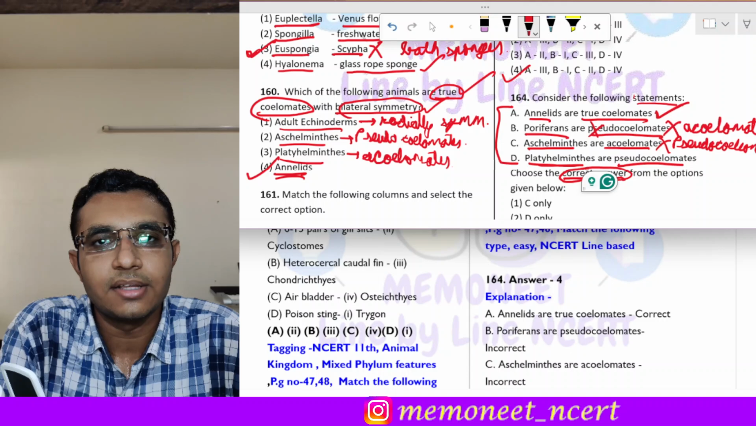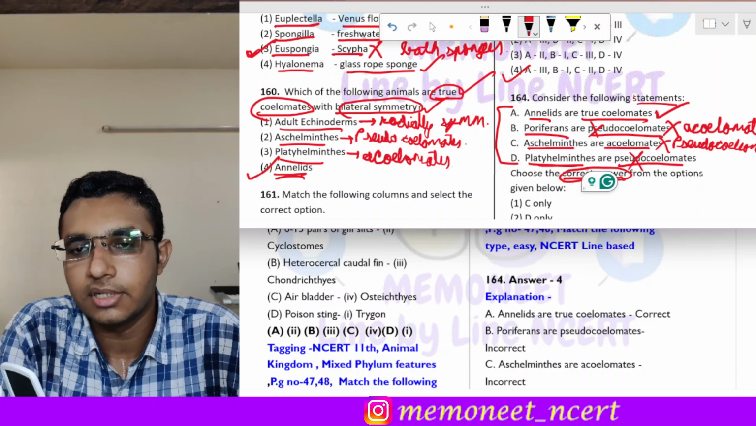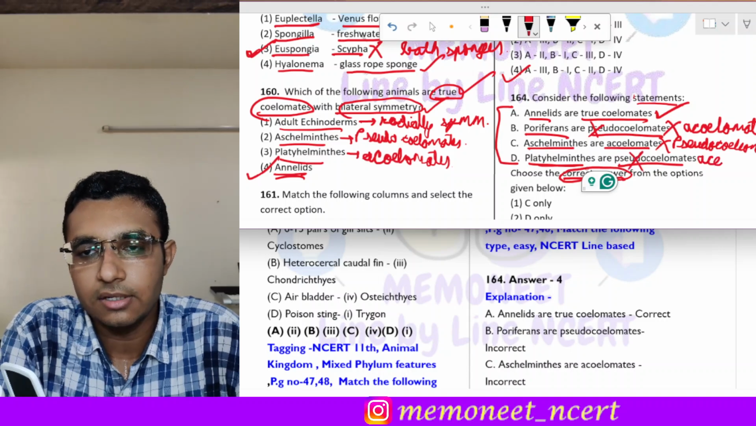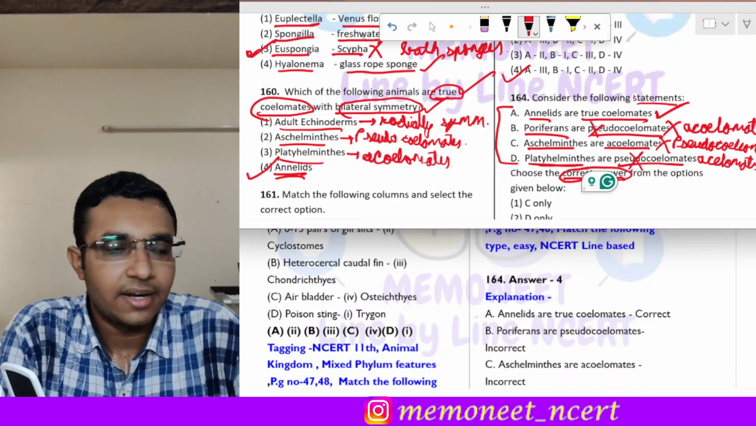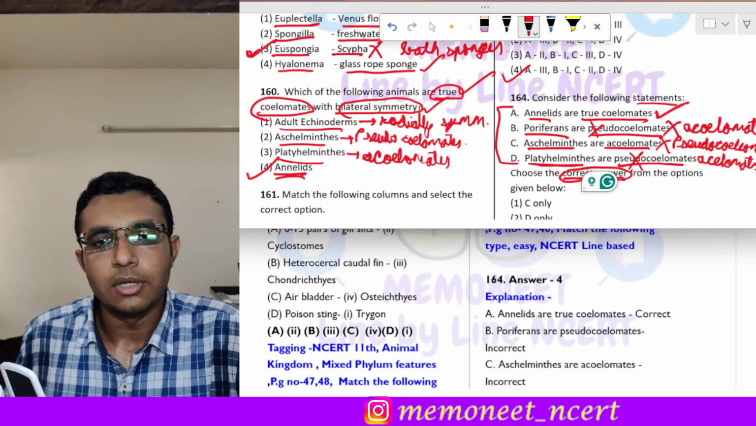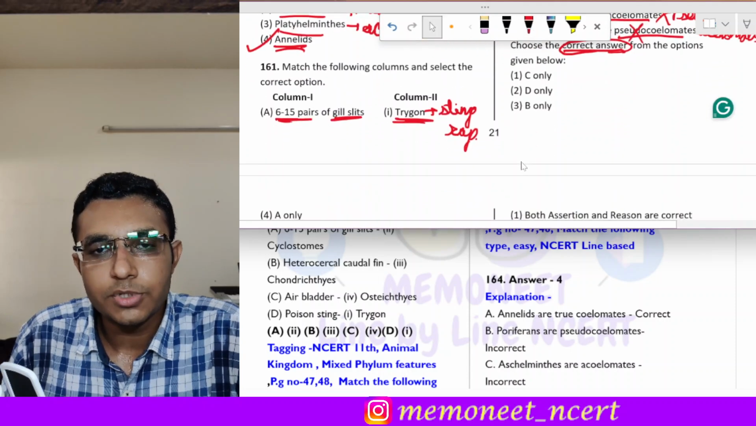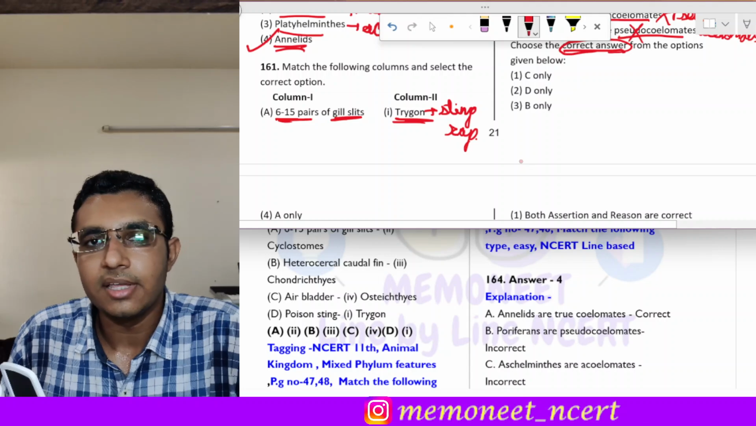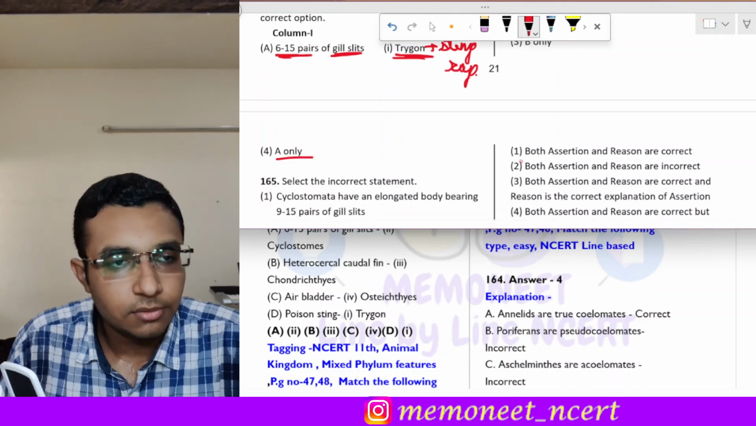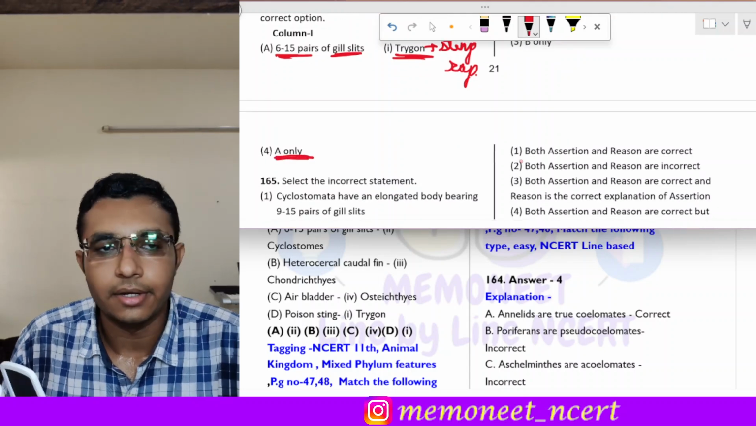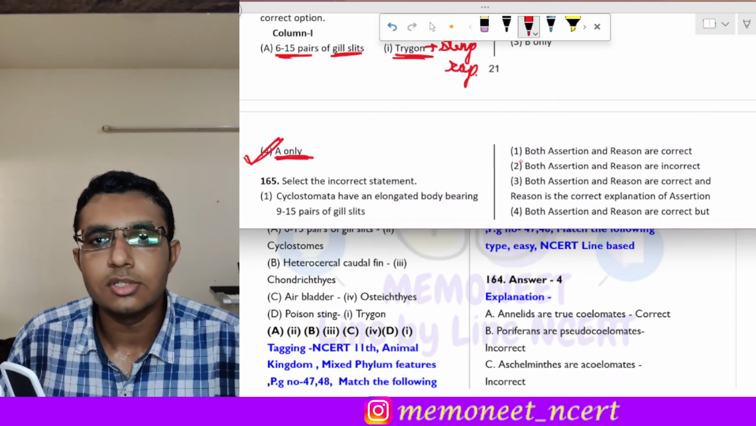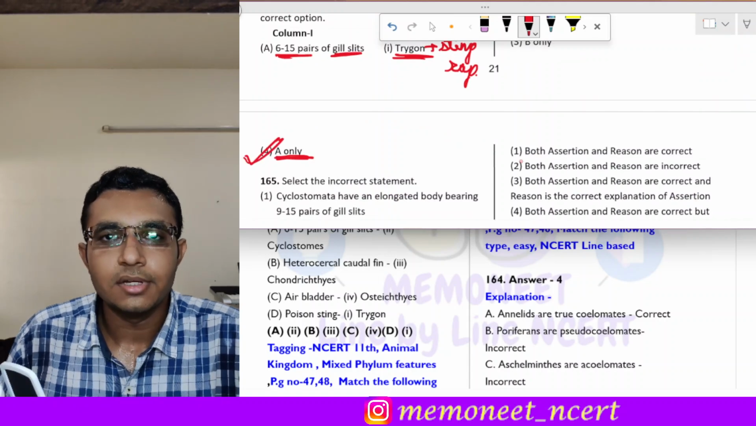Then statement D is, platyhelminthes are pseudocoelomates. So is that a correct statement? No, this statement is also incorrect because platyhelminthes are acoelomates. So the only correct statement is statement A. So in the following options, the one showing that statement A only is correct is option 4. So the correct answer of this question is option 4. So I hope you are clear with this question.